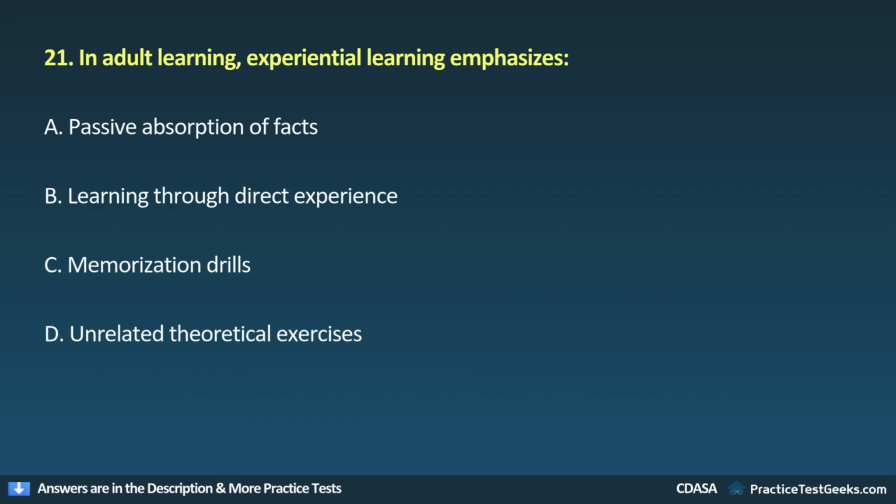21. In adult learning, experiential learning emphasizes: A. Passive absorption. B. Learning through direct experience. C. Memorization drills. D. Unrelated theoretical exercises.